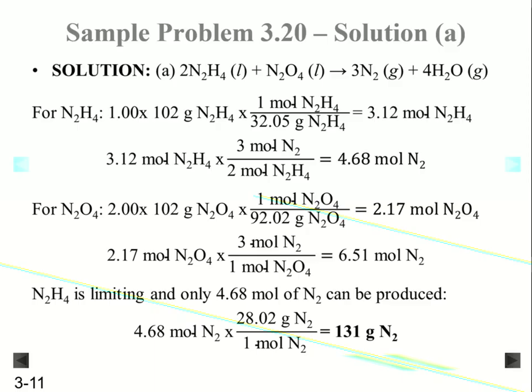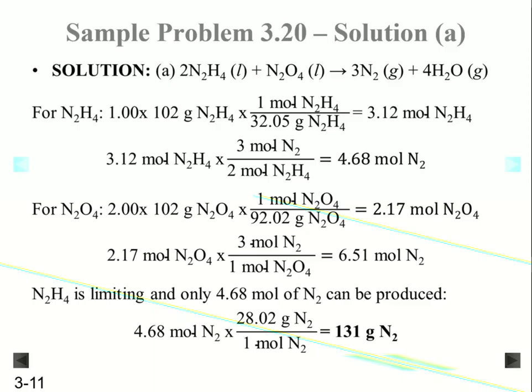For the dinitrogen tetroxide, we have 200. That's 2 times 10 to the power 2, not times 102. And we take that and we divide by the molar mass, which you would need to have calculated for dinitrogen tetroxide. You get moles of N2O4. We know from our reaction stoichiometry, we get 3 moles of N2 per mole of N2O4. Therefore, we would get 6 moles of nitrogen.